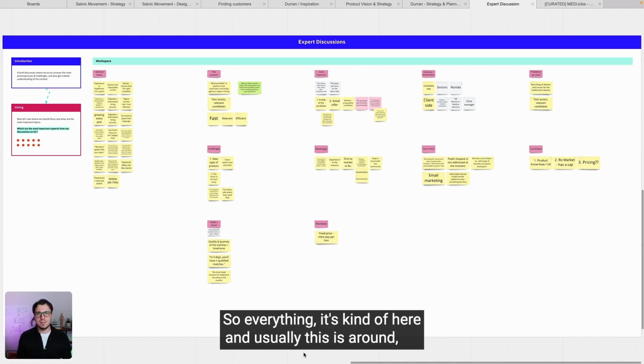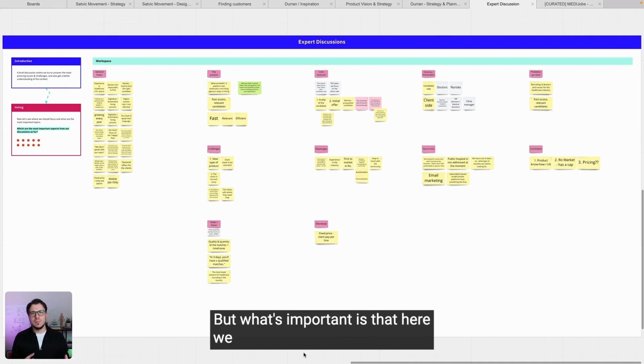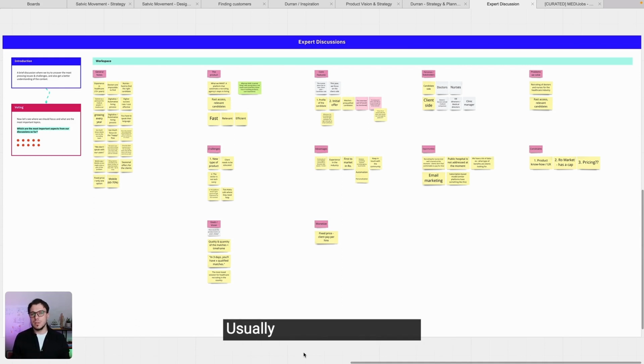And usually this is up to 1 hour of discussion, and it's quite intense, I would say. But what's important is that here we bring just the people that can add value, and those are usually people that can make decisions. So they are CEOs, C-level executives, VPs, PMs, founders, usually these kind of people.